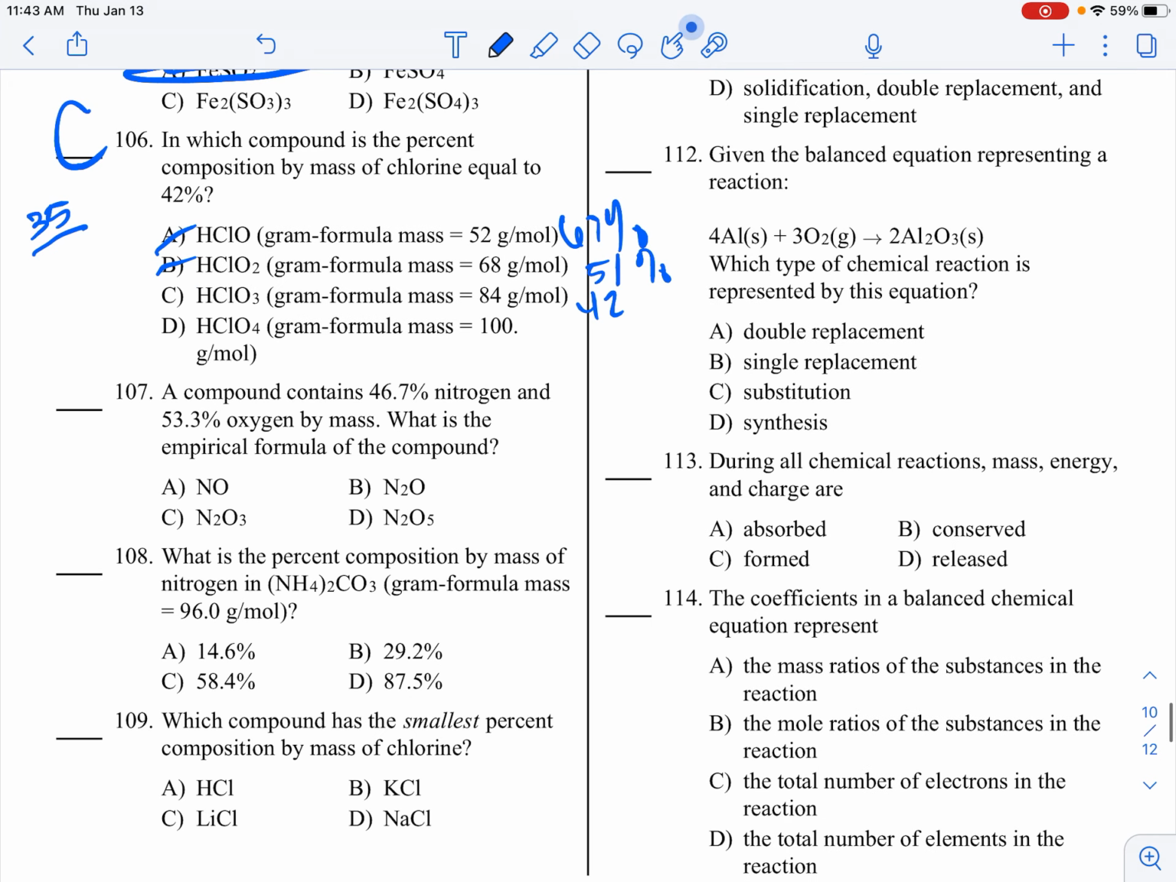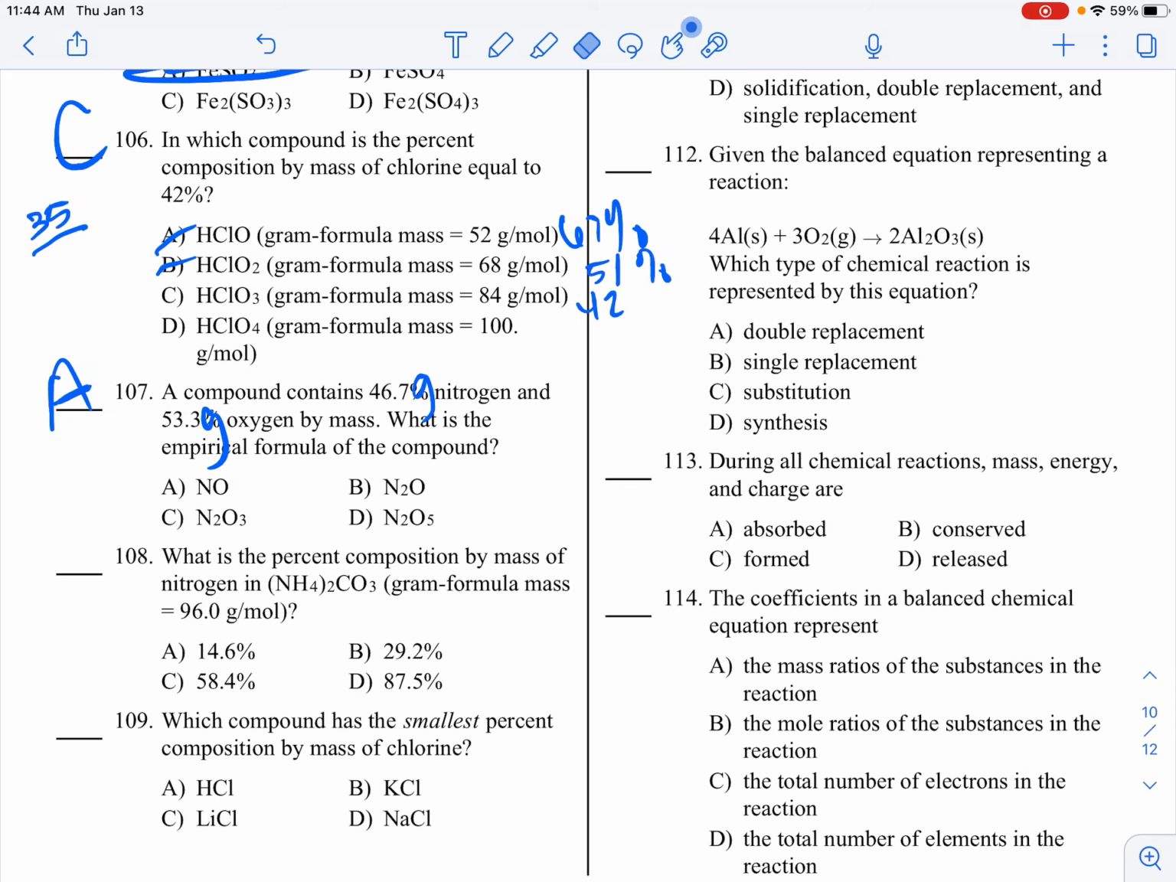Another empirical formula. Okay, so percentages to grams. 46.7 divided by the GFM of nitrogen, which is 14. Oh, hold on a second. So it's 3.33 moles of nitrogen. 53.3 divided by the GFM of oxygen. So it's going to be, oh, look, it's going to be a 1-to-1 ratio. Because it's the same moles, divide each by the smallest, you get 1-to-1. So 107 is an A.